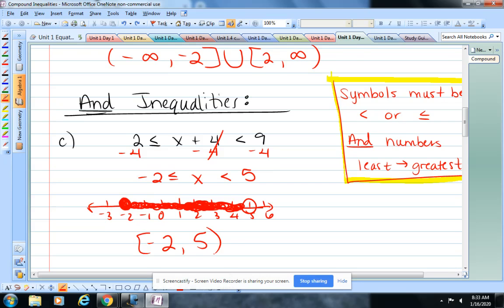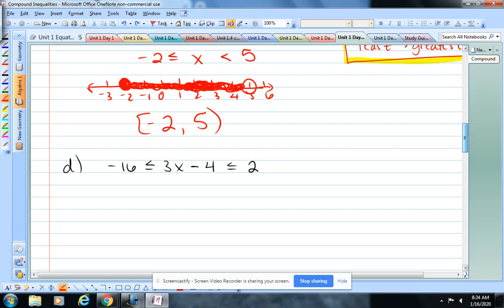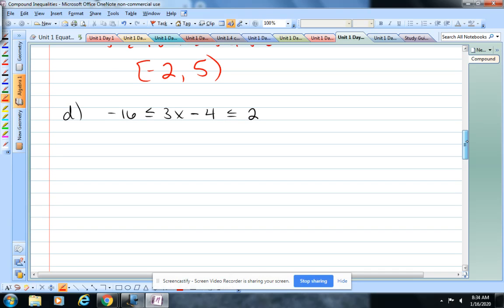Number lines go together. You just have to look at the numbers and graph them together. And then I like the interval notation better too. It's not bad at all. I think it's kind of fun, but I'm a little crazy. All right, look at D.